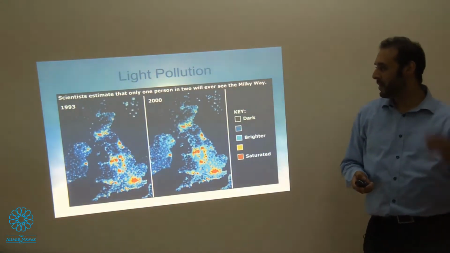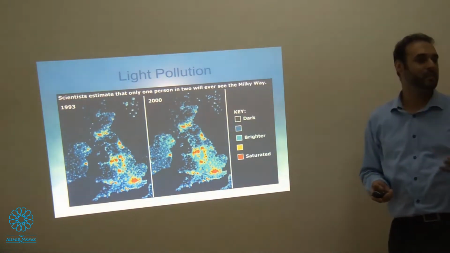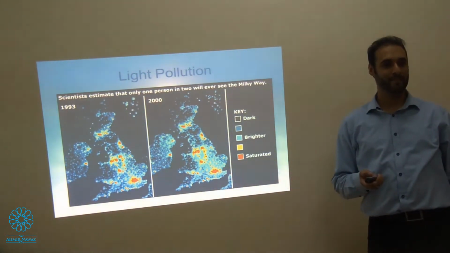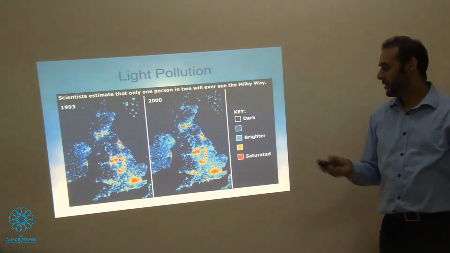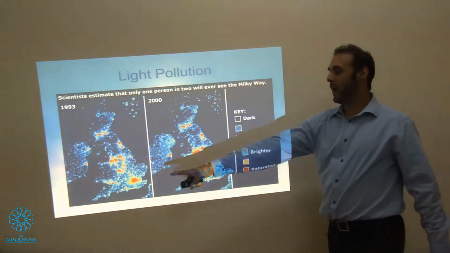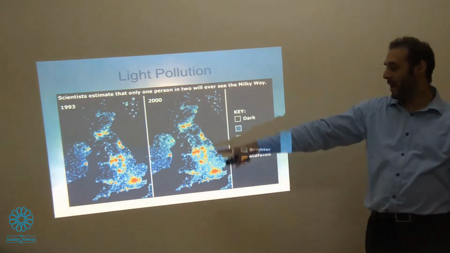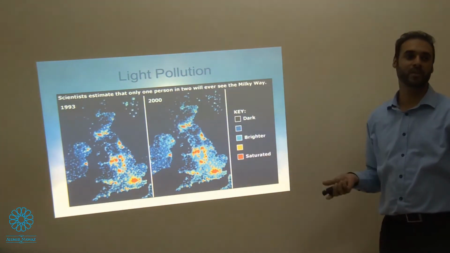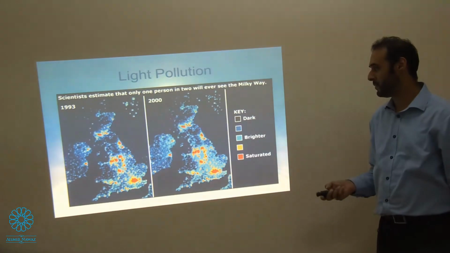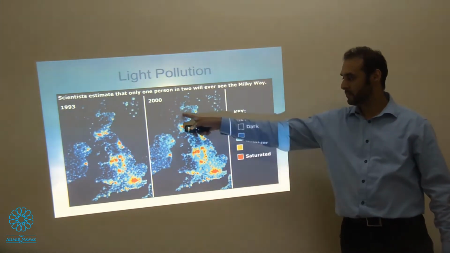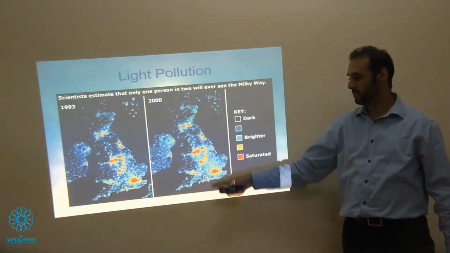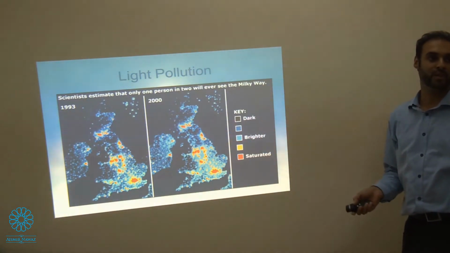Scientists estimate that only 1 person in 2 will ever see the Milky Way. Have you ever seen the Milky Way? I only ever saw it once. So in 1993, that was the condition of our skies. In 2000, they had gone worse, and obviously 2012, you can only imagine how bad they've gone. So these areas are true darkness. Everything else, you can't really do justice to observations.